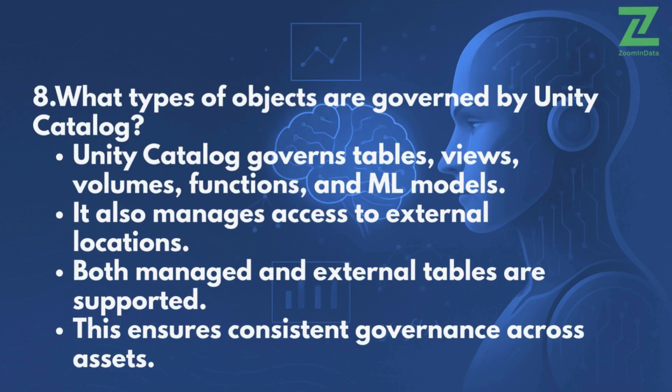What types of objects are governed by Unity Catalog? Unity Catalog governs tables, views, volumes, functions, and ML models. It also manages access to external locations. Both managed and external tables are supported. This ensures consistent governance across assets.